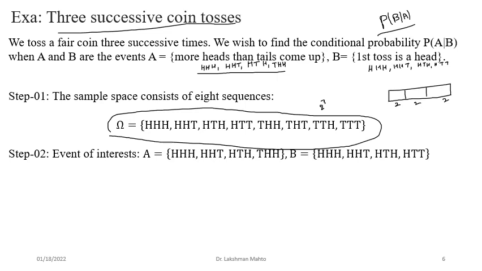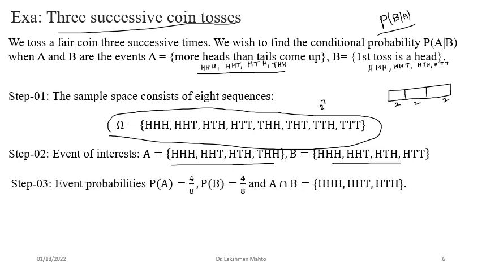Next we have to define what are the events of interest. So A is talking about more heads than tails, so these outcomes would come in A. And B is talking about first toss is head, then these outcomes would come. So we are having the events of interest. After that we have to find the probability. We can find probability of each outcome easily. So what would be the probability of head, tail? 1/8. All are equally likely here. The uniform law is acting here, so every outcome will have the same probability.